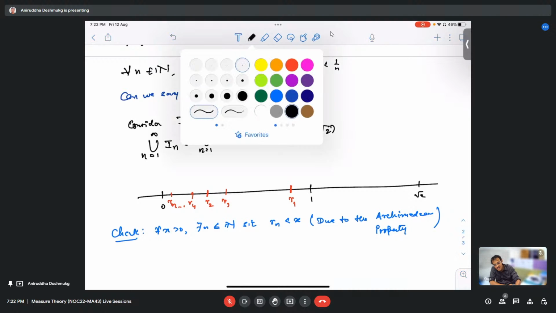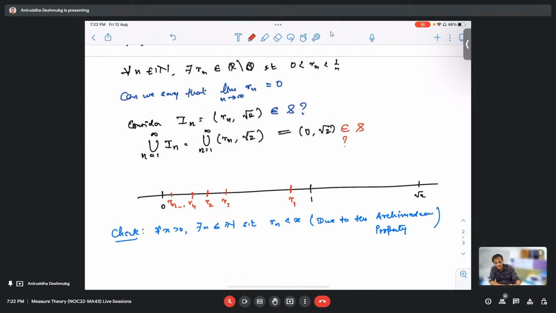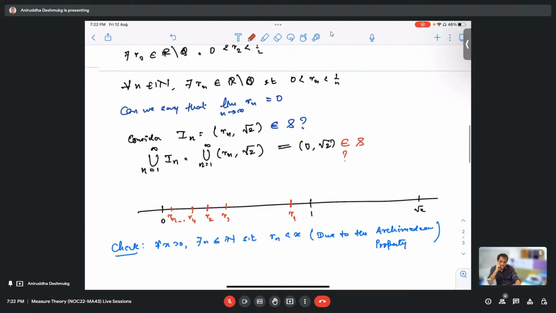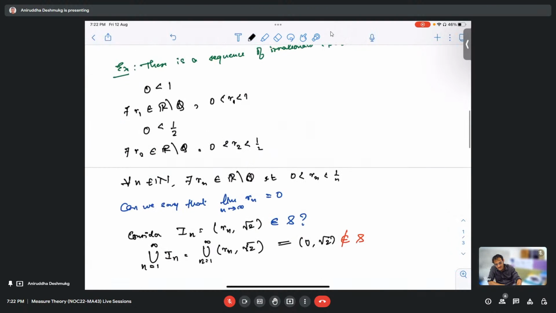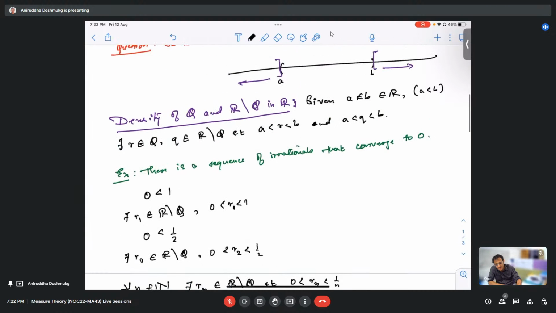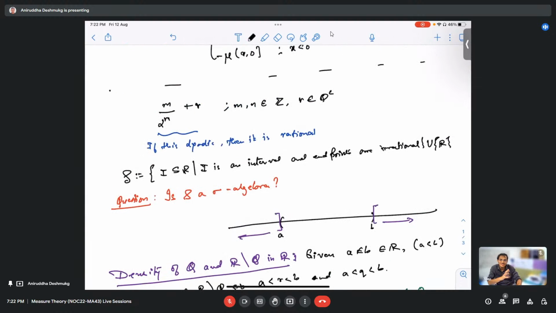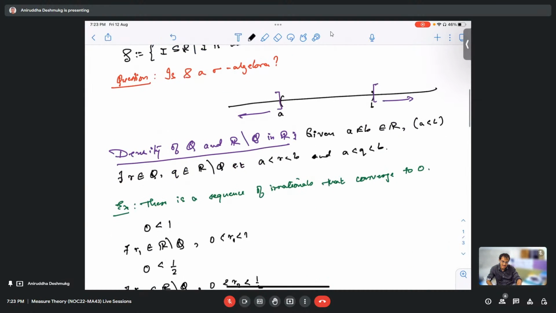Now, is this inside our S? Its boundaries are irrational numbers. So is this inside S? No, it is not in S, right? Because one of the boundaries is rational, not irrational. Correct. So do you understand the problem with this collection? It does not satisfy anything. Neither the complements are here nor the countable unions are here. Yes, sir.